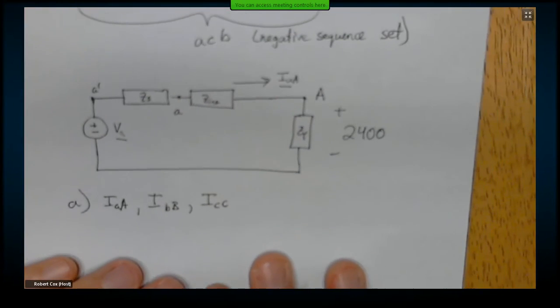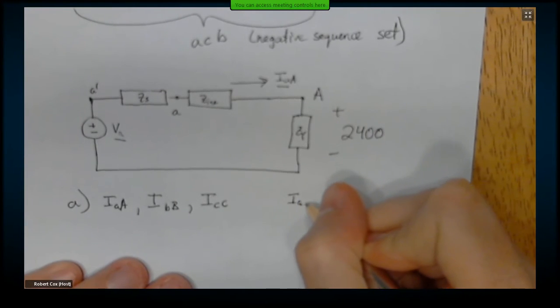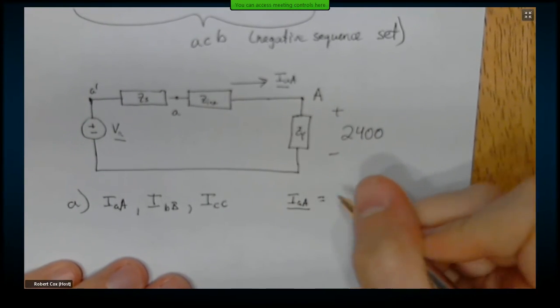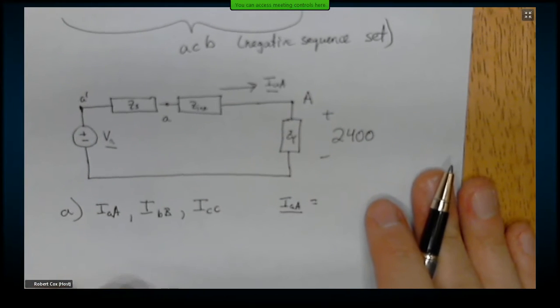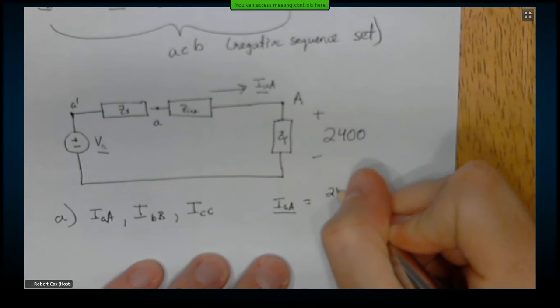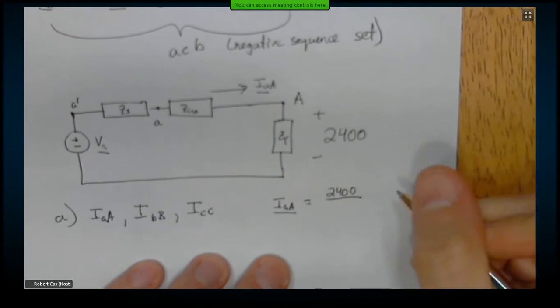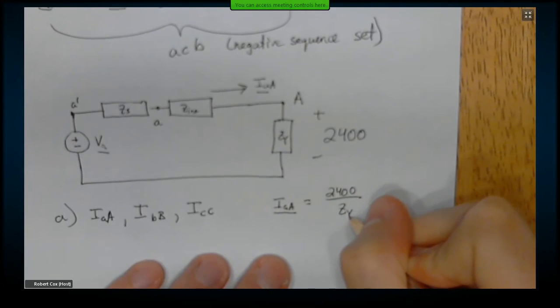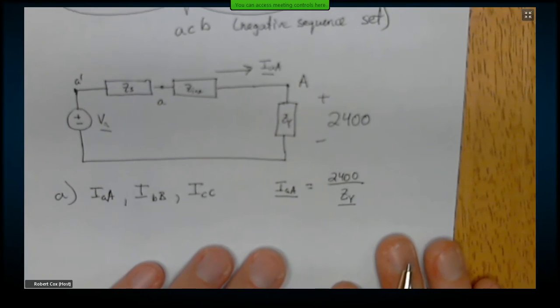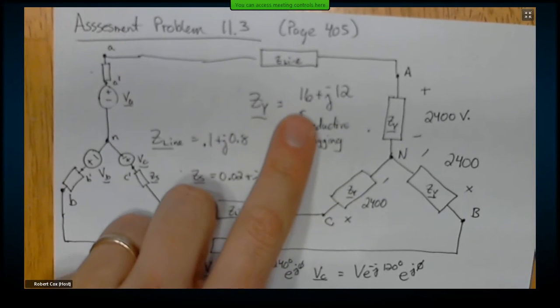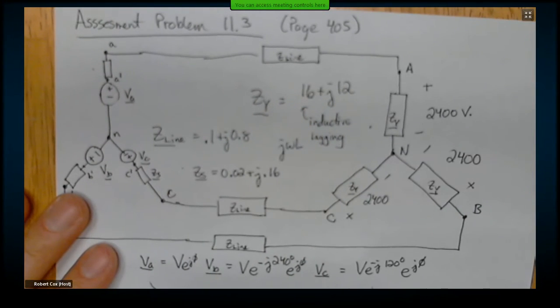So let's do it. In this case, IaA. Let's find that phasor. That's pretty simple. It's just going to be 2400 volts divided by ZY, and ZY we were told was 16 plus j12.